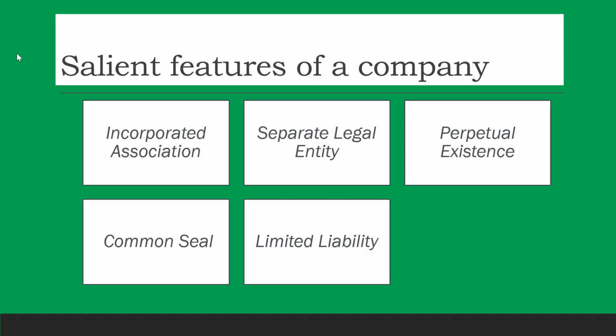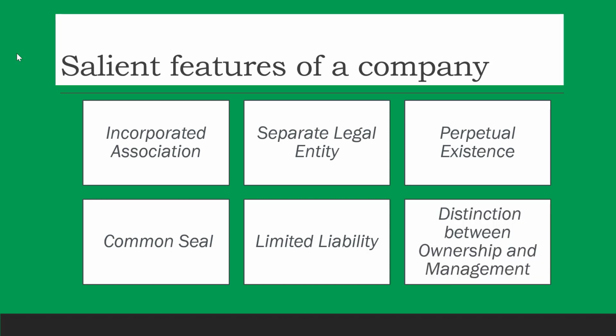Then distinction between ownership and management. The owners are basically the shareholders, and the management are basically the agents who are working for the shareholders and running the company. So there is a distinction between the ownership, the shareholders, and the management. The management team is responsible for carrying out the business, and they are appointed by the shareholders, in the form of directors or managing directors, or all the people who are working in the company. They are the management group.